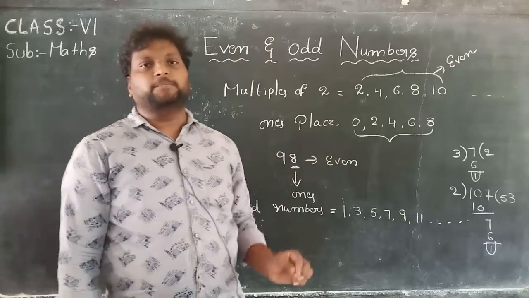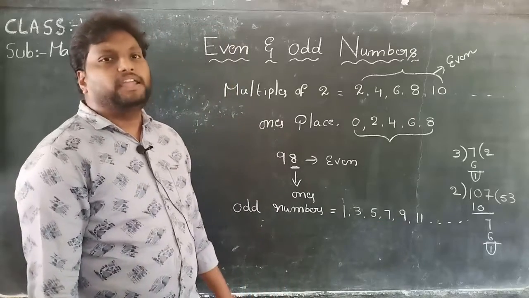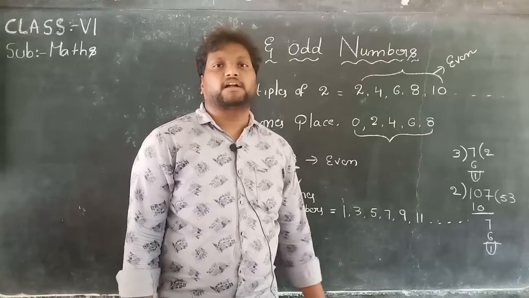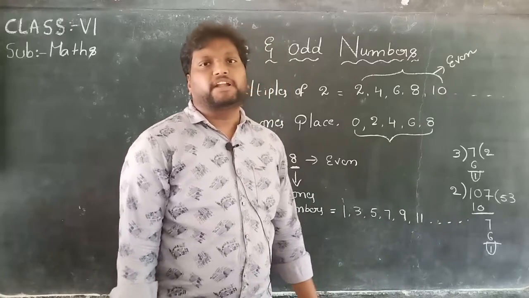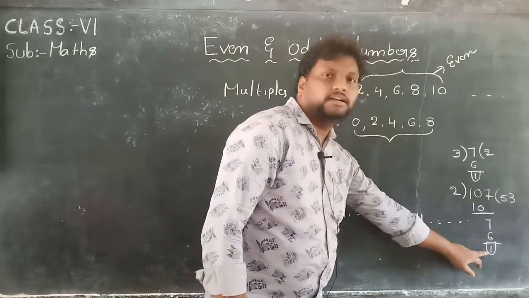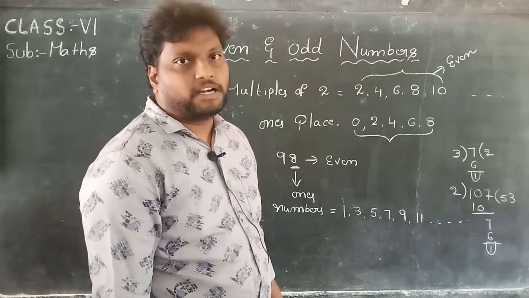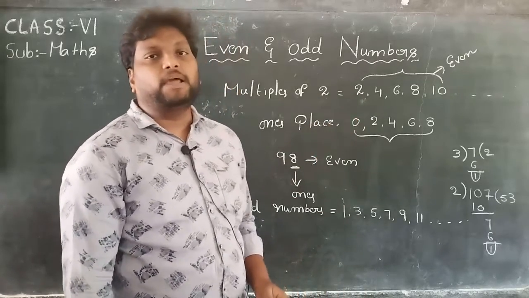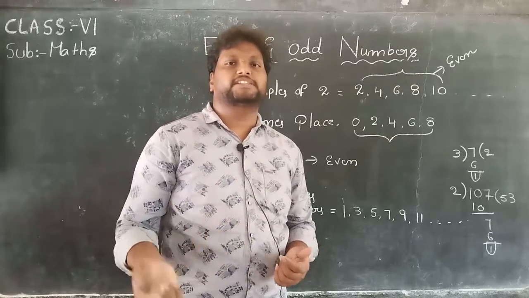Any number which gives remainder 0 when divided by 2 is called an even number. Remainder 0 with 2 means even. Remainder 1 with 2 means the number is odd. These are the even numbers, these are the odd numbers. In numbers, first comes an odd number, next an even number, next an odd number, next an even number.